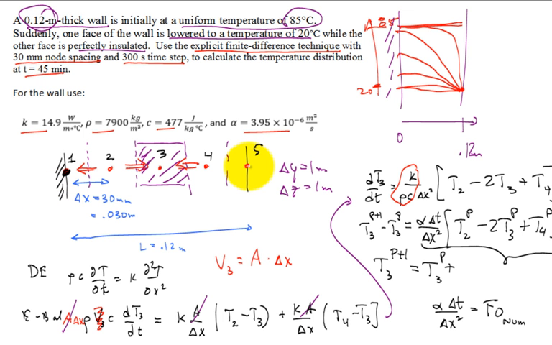And then for this problem, what about node 5? Well, we had this space suddenly lowered to 20 degrees C. You can write the energy balance, but then you're just going to replace it by saying, I know the value of that temperature is always 20. I don't need to use the energy balance at node 5 to predict the temperature at 5. We used the energy balance at 3 to get an equation to predict the future temperature at 3.